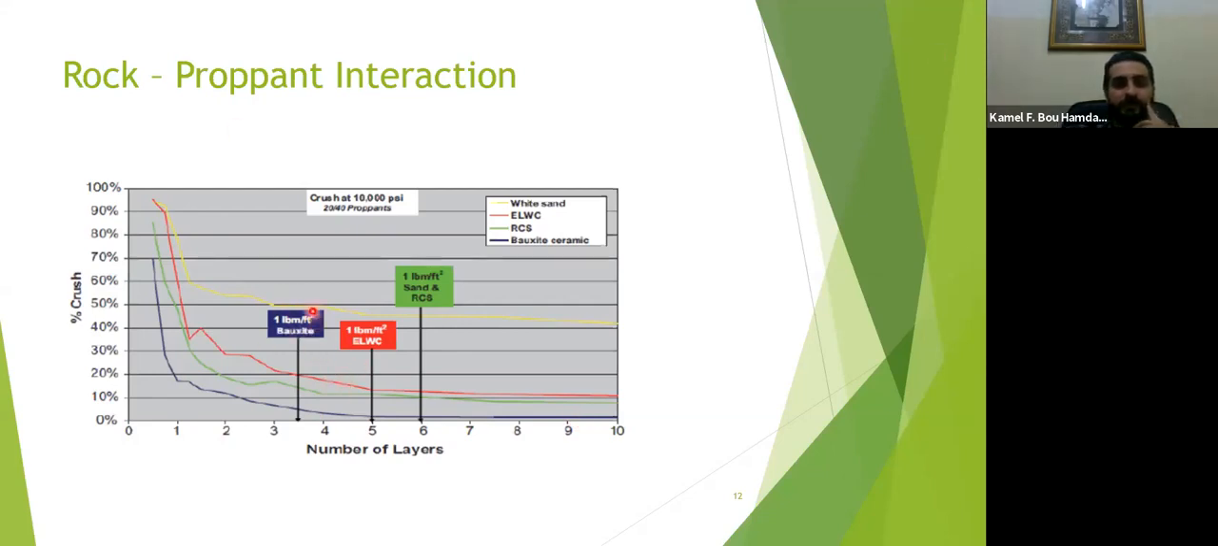Here you can see that the 1 pound per feet squared for bauxite, which is ceramic, or the concentration, only creates 3.5 layers. However, the sands create 6 layers. Why is that? Because if you compare a sand particle with a ceramic particle, there is a large difference between the densities of these two. Therefore, sand at this concentration is going to give us more layers.